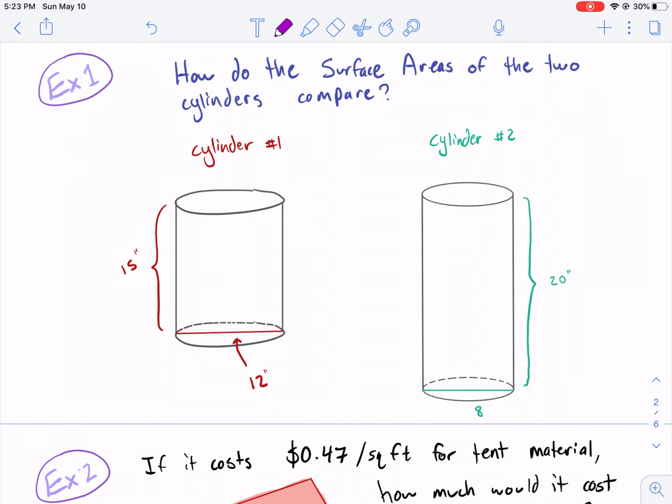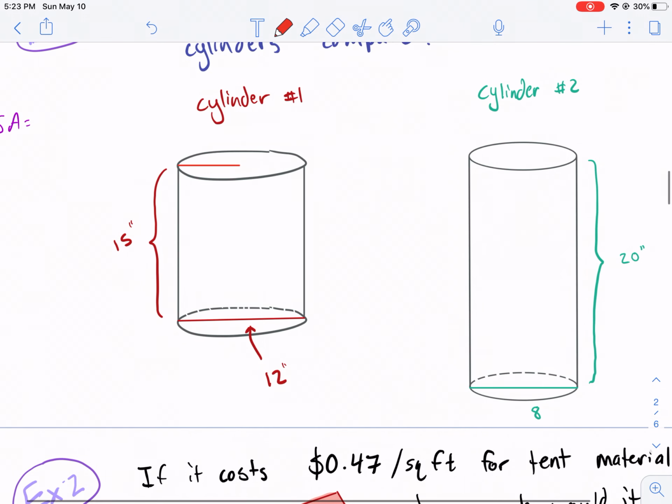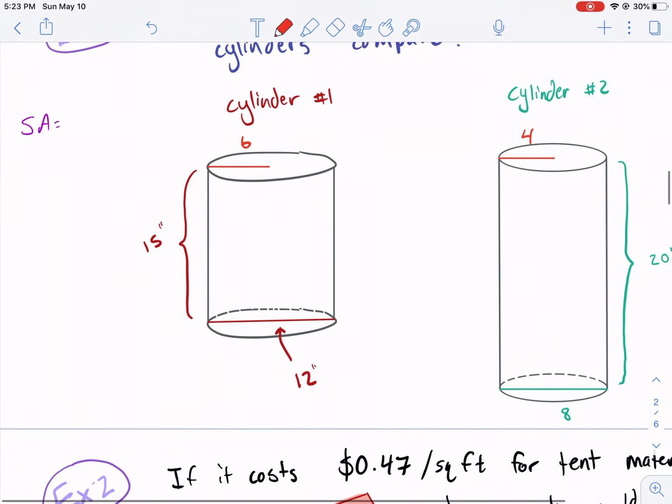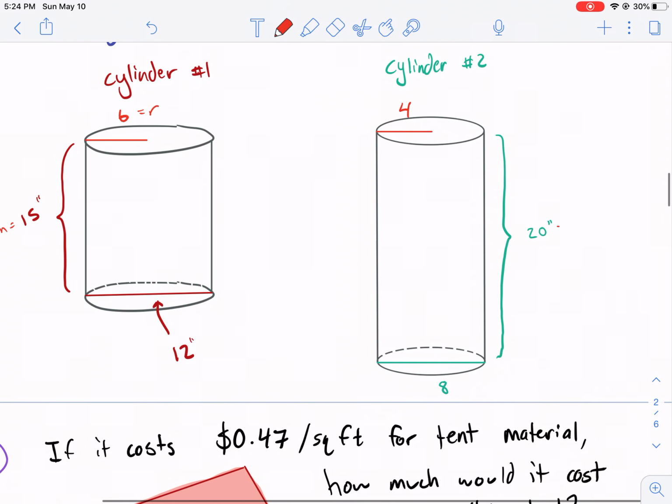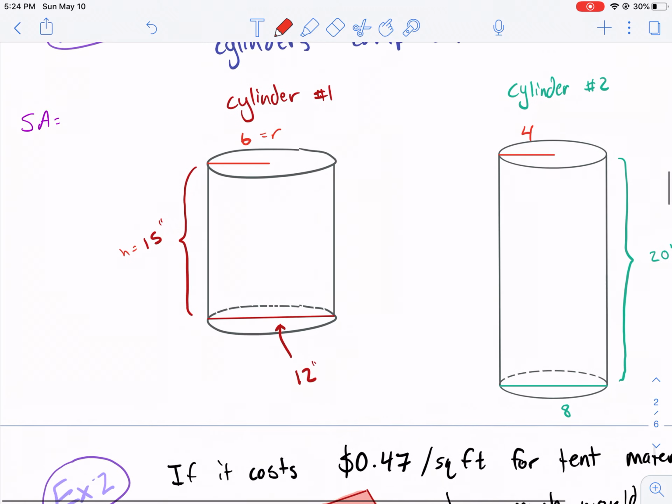So cylinder number 1, we need to find the surface area. So we need to recollect our surface area formula. The first thing we have to find is our radius. Our radius is this distance here, which is half the diameter. It gives us the diameter, so we know our radius is 6, and this one is going to be 4. And we need to know our height. Our height is going to be 5 here, so this is our radius. Height is starting at 5, 15, and then our height is going to be 20 over here.